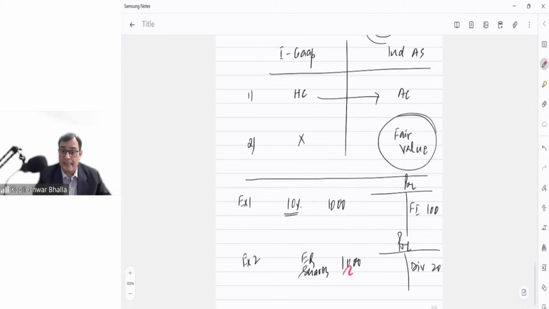Now, let's say at the end of the year, the price of the equity share comes to 1,200 rupees. Let's say the fair value of the share at the end of the first year is 1,200. IGAP used to prohibit me that you cannot record this 200 as an income in the P&L. IGAP used to tell me that this is not to be recorded. You cannot record this gain as a part of the P&L. But let me ask you something, friends.